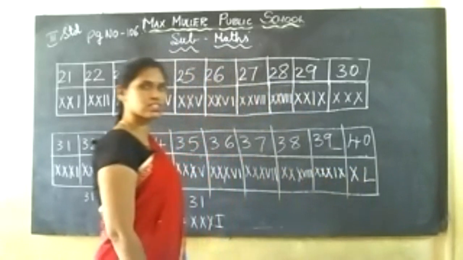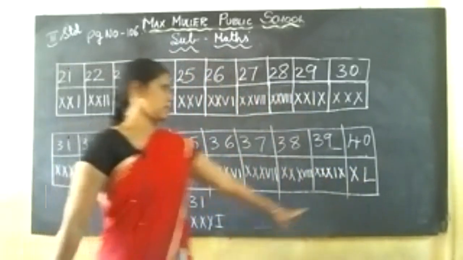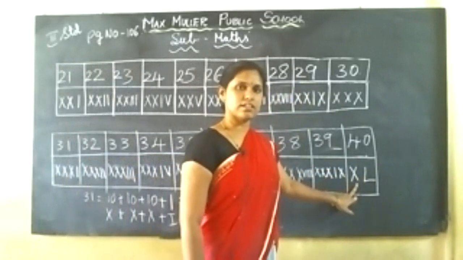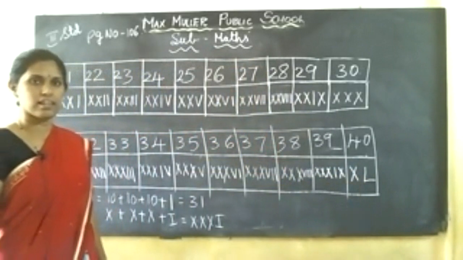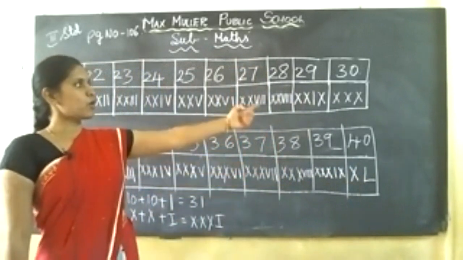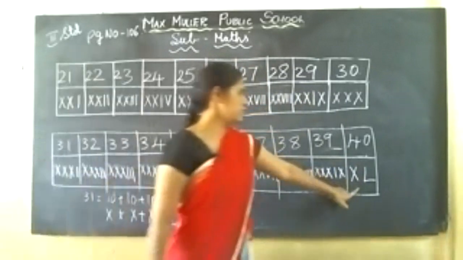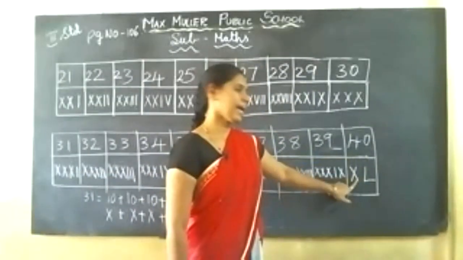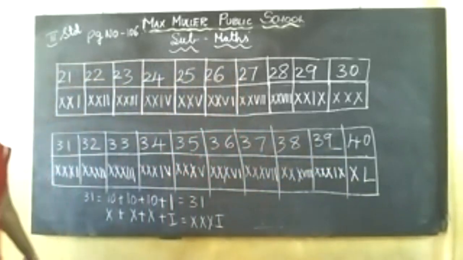L means how much? L means 50. X means 10. So the value of 40 is XL. XL you will write, not more than 3 times we cannot repeat. So for 40 we'll write XL. Understood? Copy down fast, all of you.